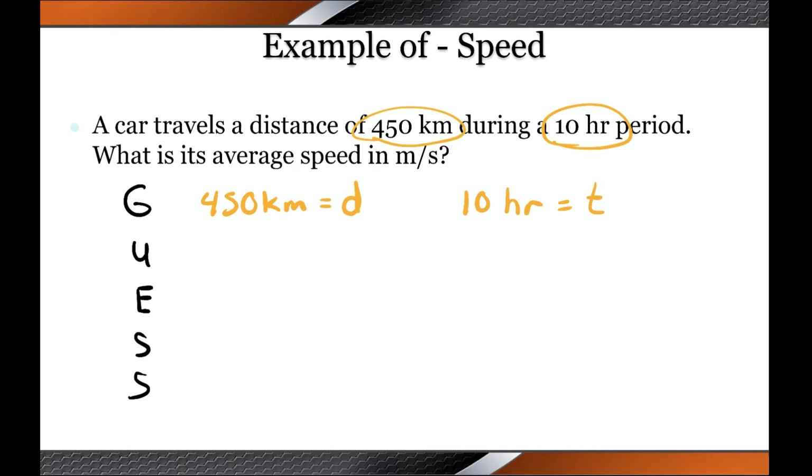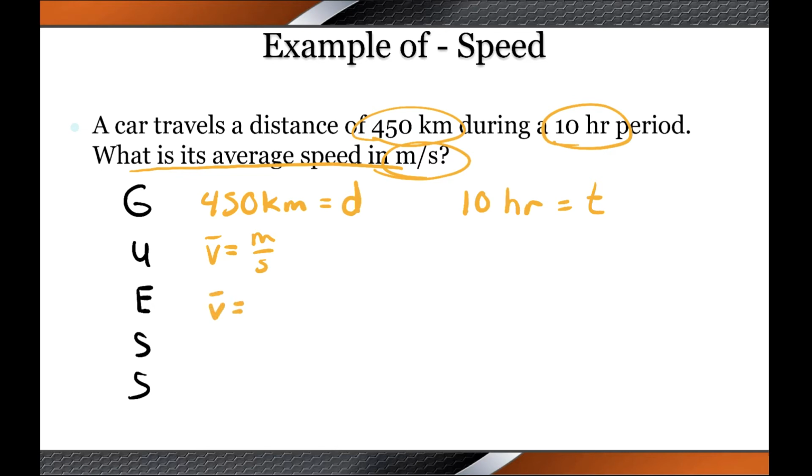So what's the unknown? It says, what is the average speed? So average speed in, you ready? Meters per second. So you're going to have to use two skills. One, we're using the GUESS method, and then two, you're going to have to factor label. You're going to have to do a little bit of dimensional analysis to change kilometers to meters and hours to seconds. It's not difficult to do.